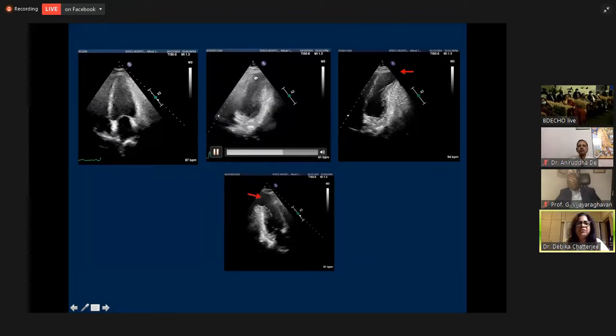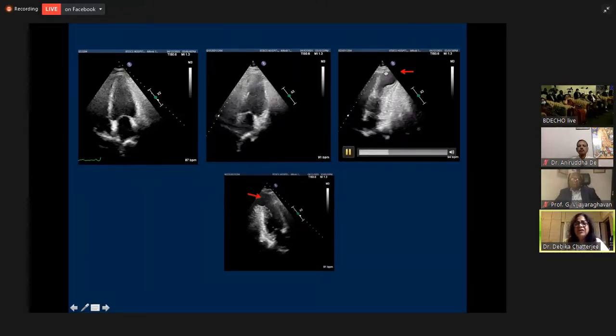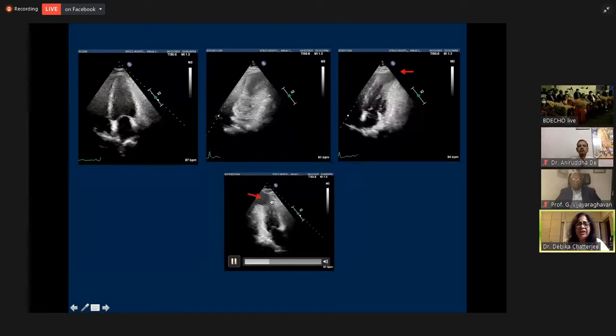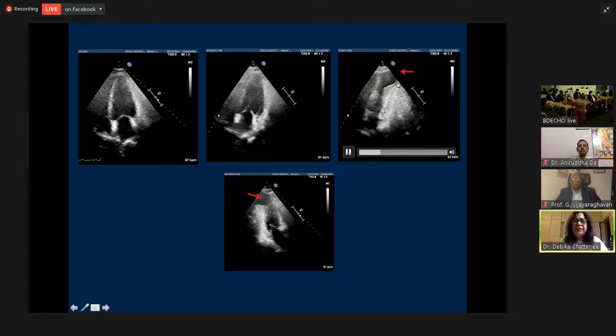The aneurysm started appearing, as you can see. And as I tilted it further, there was a clear picture of the aneurysm. As you can see, it's very well visualized now. And so also in the apical 2-chamber view, you see there is an aneurysm right at the apex, which I had missed.